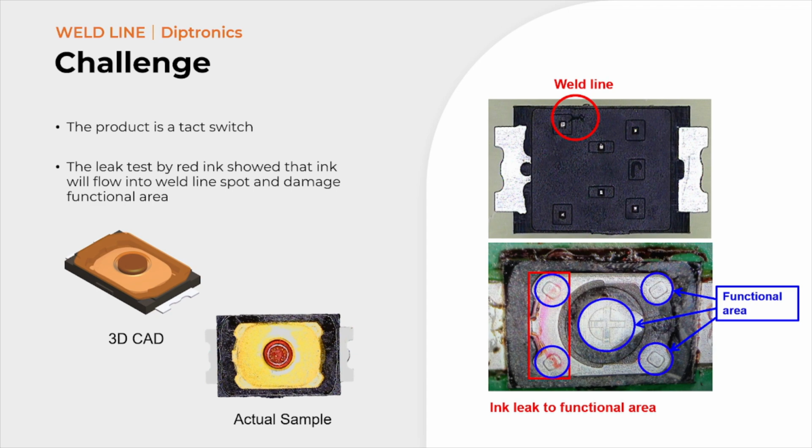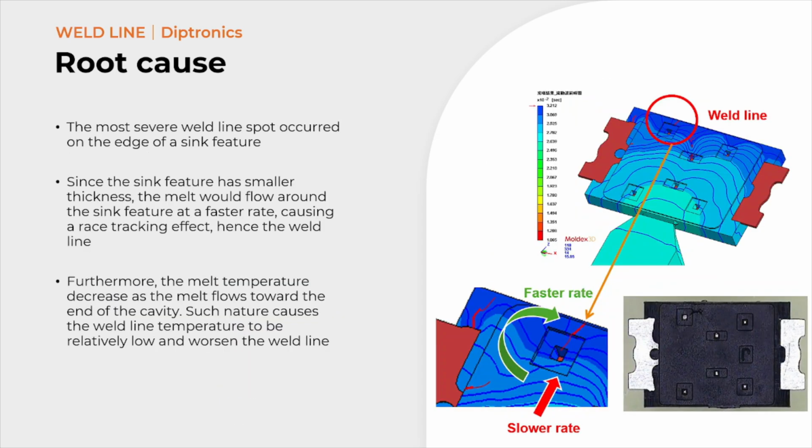To verify this, Diptronics performed a leak test by putting red ink on one side of the part to see if it would flow to the weld line location and damage the functional area. The root cause here is that the melt front progression was such that there were two melt fronts merging in a critical region of the part geometry.